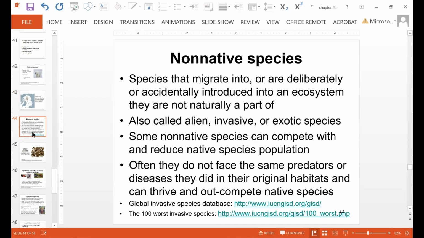Non-native species are species that migrate into or are deliberately or accidentally introduced into an ecosystem that they are not naturally a part of. They're also called alien, invasive, or exotic species. Some non-native species can compete with and reduce native species populations. Often they do not face the same predators or diseases they did in their original habitats, and they end up thriving and can even outcompete native species.